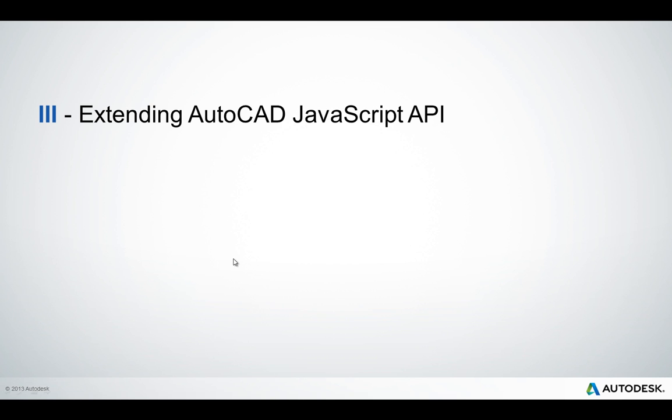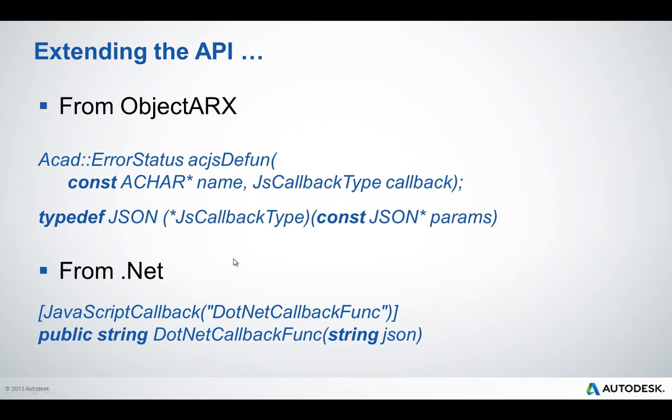Because this JavaScript API has limited coverage compared with ObjectARX or .NET, the development team exposed a way to extend it to those languages. Here is how it works. From ObjectARX, you will use the acjsDefun method in order to register your ARX callback and be able afterwards to invoke it from JavaScript. You will be able to use any ObjectARX API inside those methods.